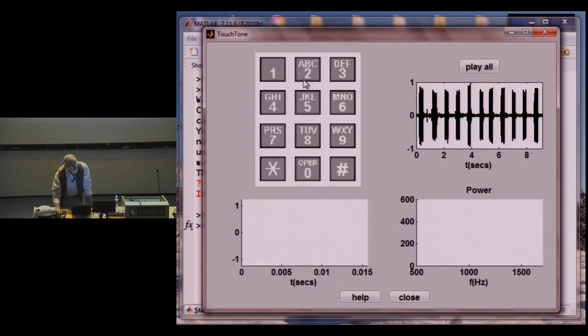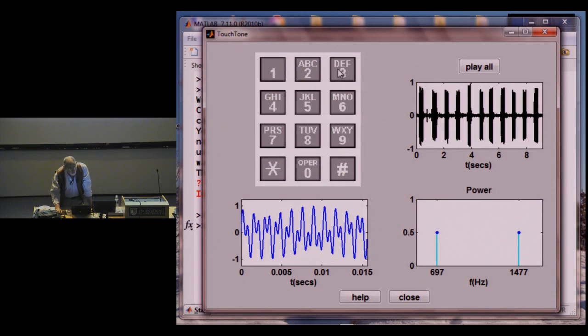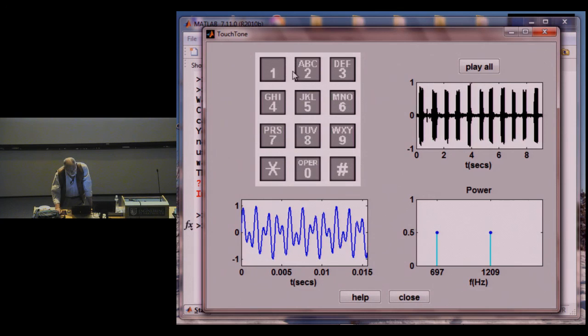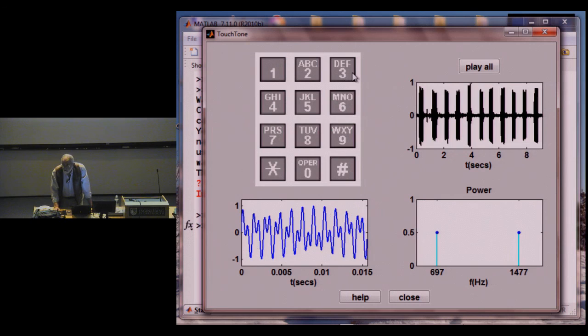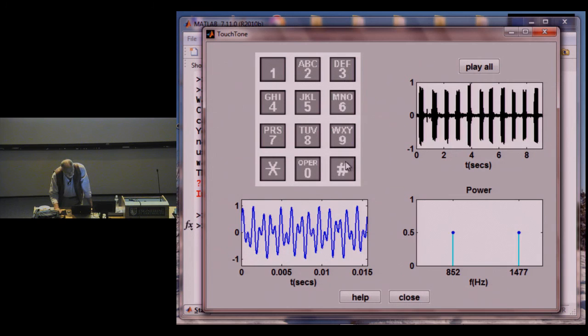So here's how a touch tone phone works. The signal is the sum of 2 signals, 2 perfect sines with incommensurate frequencies. So a 1 is sine of 697 plus 1209. As you move across a row, one of the frequencies changes, but the other doesn't. As you move down a column, the other frequency changes.